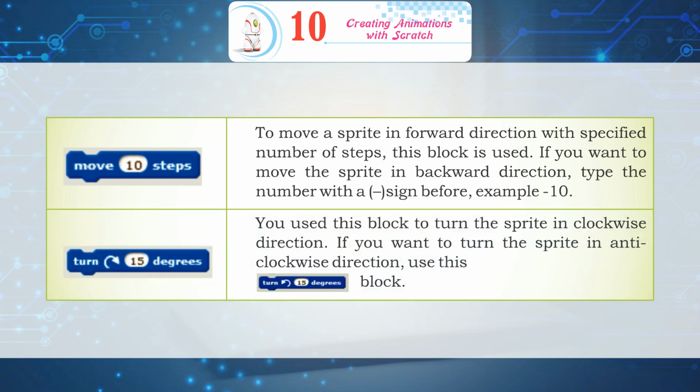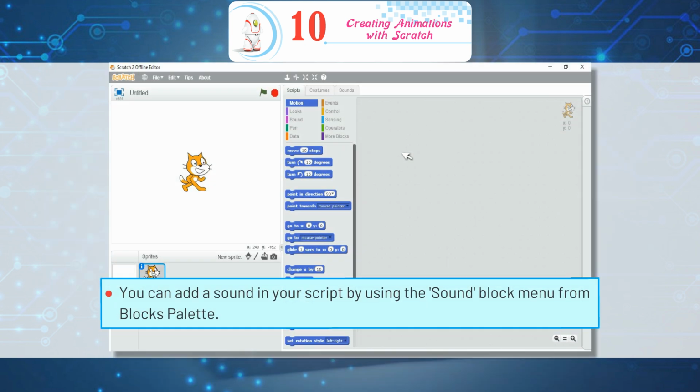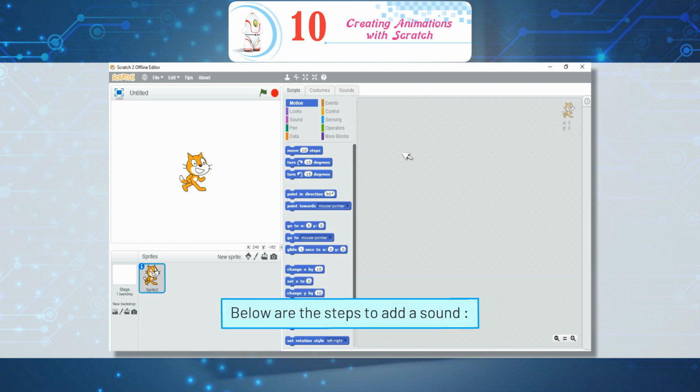Turn clockwise 15 degrees. You used this block to turn the sprite in clockwise direction. If you want to turn the sprite in anti-clockwise direction, use this. Adding sound. You can add a sound in your script by using the Sound block menu from the Blocks palette. Below are the steps to add a sound.